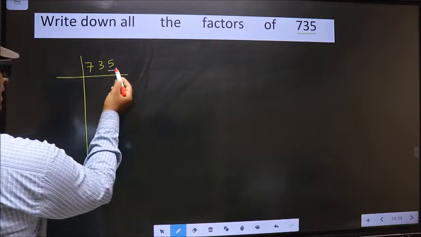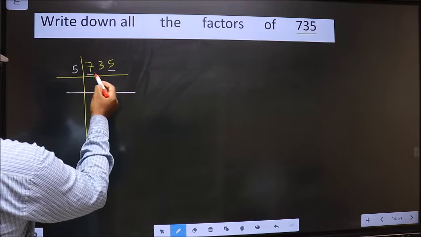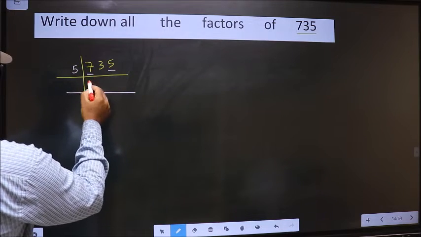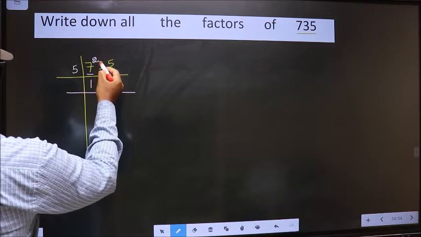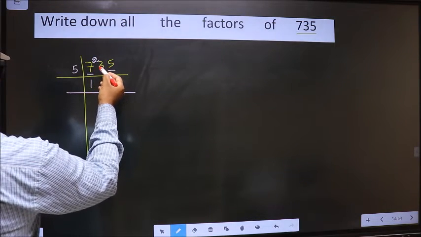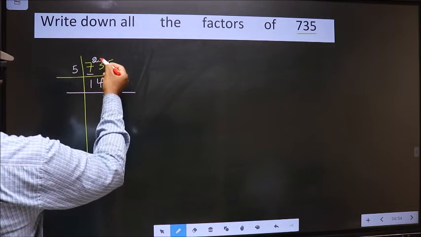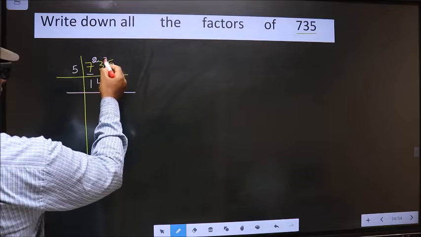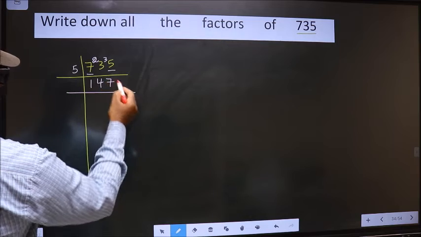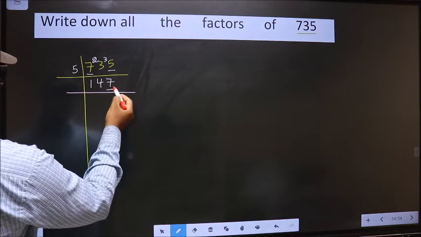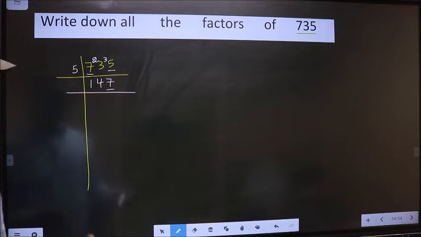For this number, the last digit is 5, so we take 5 here. First number 7, a number close to 7 in the 5 table is 5 ones 5. 7 minus 5, 2 carried forward, making it 23. A number close to 23 in the 5 table is 5 fours 20. 23 minus 20, 3 carried forward, making it 35. When do we get 35 in the 5 table? 5 sevens 35. Now here the last digit 7 is not even, so this number is not divisible by 2.